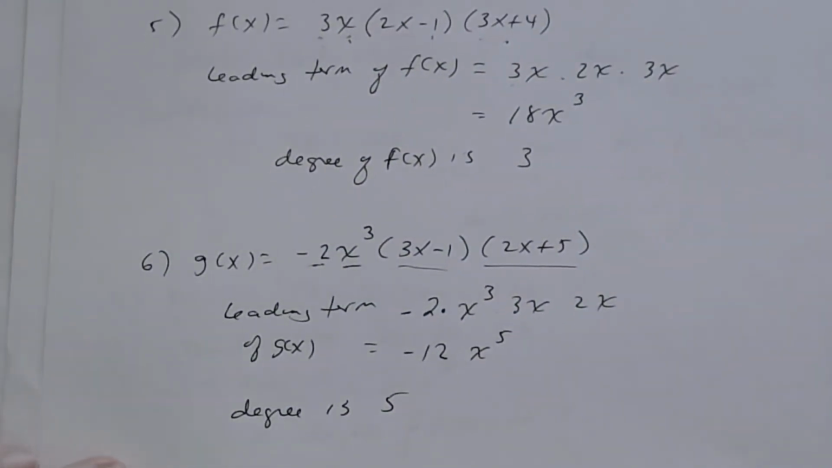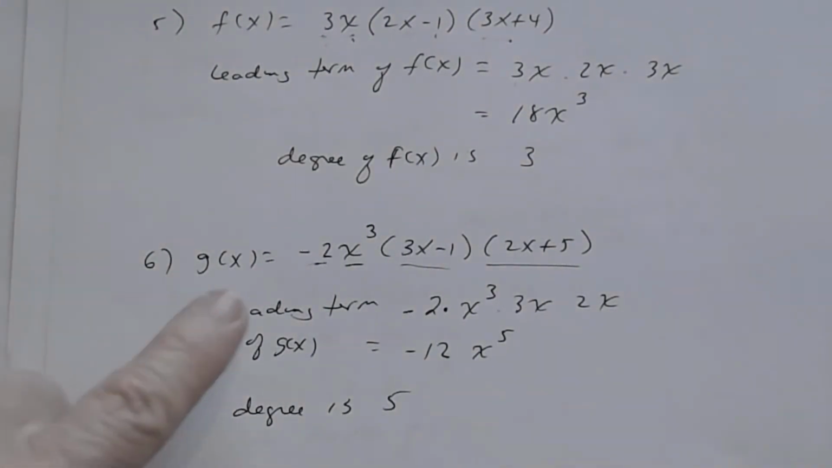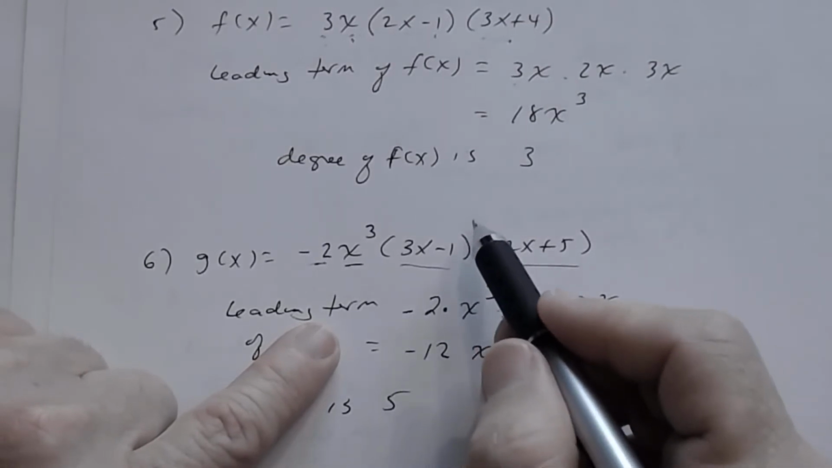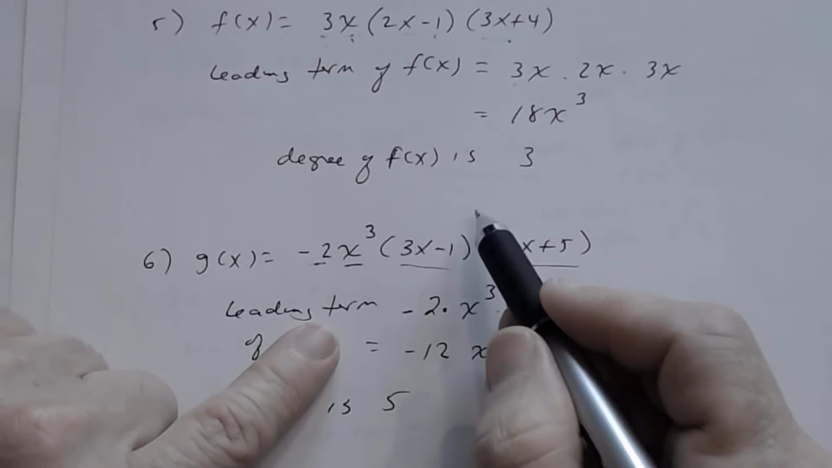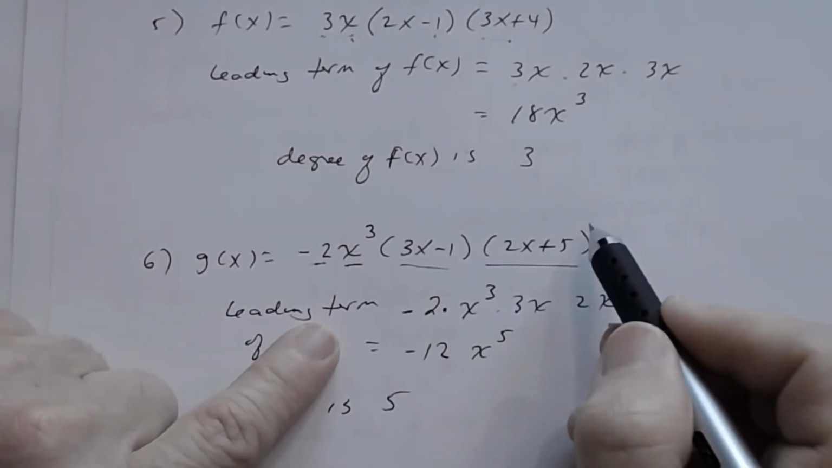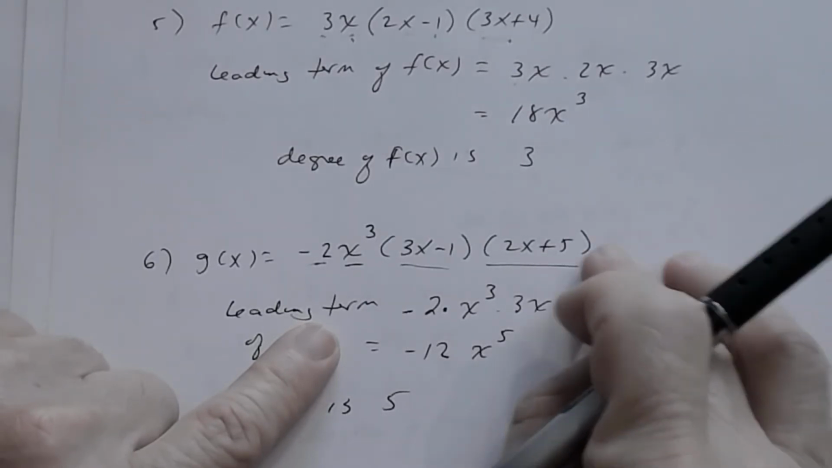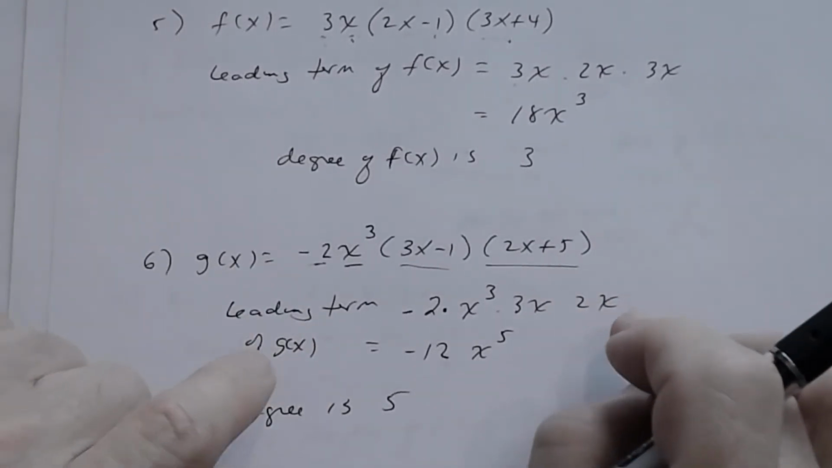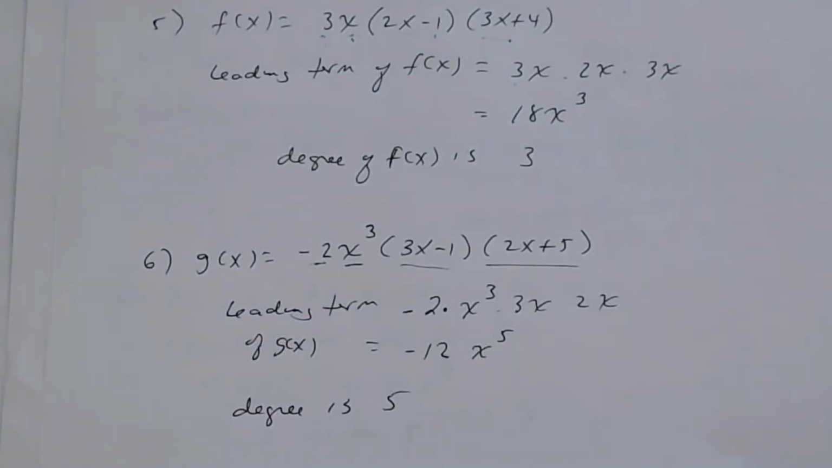All right, so that should be enough in terms of examples of finding the degree. Now, when we get into multiplicity later on, we're going to use other exponents than 1. See how this binomial, my exponent was 1, 3x minus 1 to the first power, 2x plus 5 to the first power. When we talk about multiplicity later on, we're going to come back and discuss again the idea of leading term. Okay? All right, now.